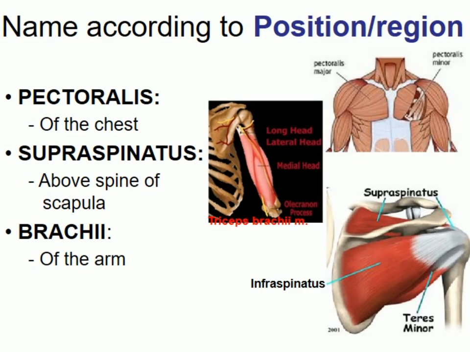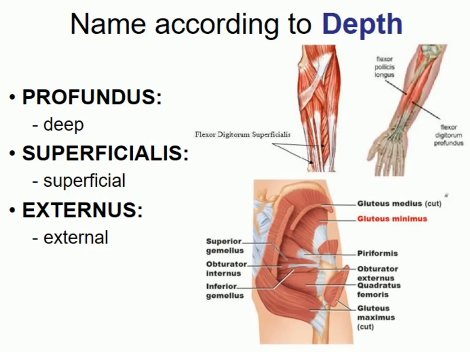When you say biceps brachii, it means biceps because it has two heads, and brachii is because of the mass of the arm. And then according to depth, we have profundus, which is deep, superficialis, which is superficial, and externus, which is external. So you can see, for example, here we have the flexor digitorum superficialis. Flexor digitorum superficialis means we have another muscle which can be named flexor digitorum profundus.